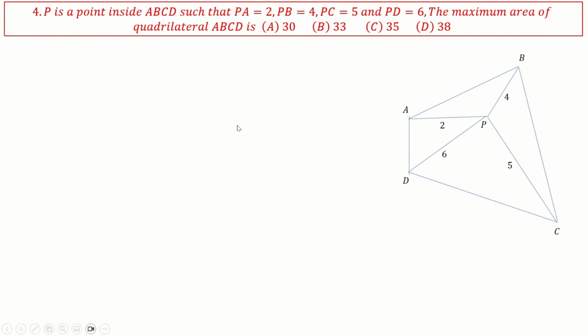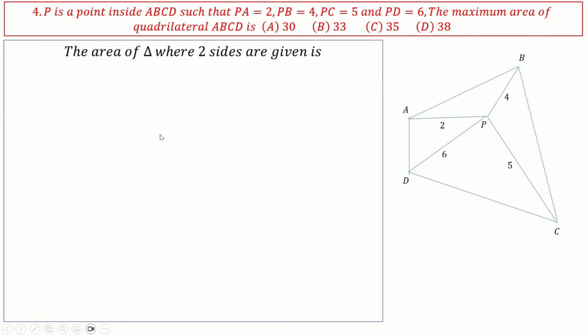Okay, so first draw the diagram for such things. This is my ABCD quadrilateral. P is inside somewhere. PA is 2, PB is 4, PC is 5, PD is 6. Now, what is the maximum possible value of the area of the quadrilateral ABCD? That's the question.